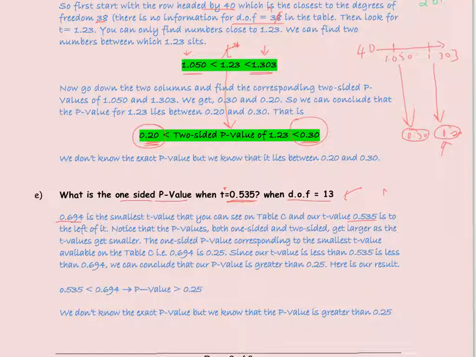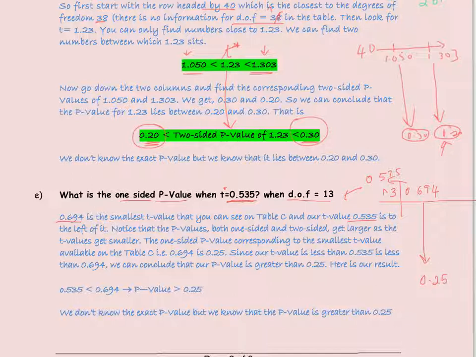So you're looking at the t distribution for 13, and the smallest number that you see there is 0.694, and our number is more to the left, which means it's smaller than 0.694 because it's 0.535. So how do we find the p-value of 0.535? We go down this column and find the one-sided p-value associated with 0.694, which happens to be 0.25.